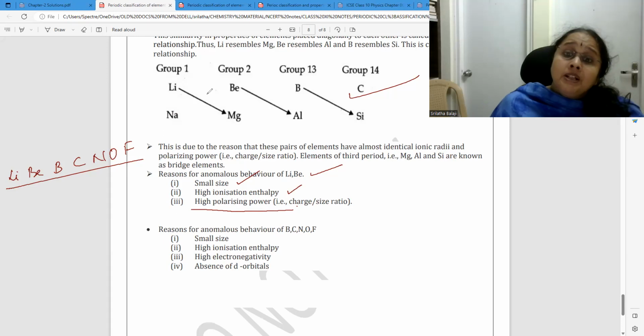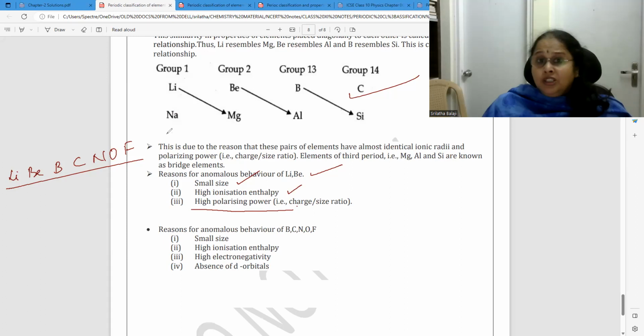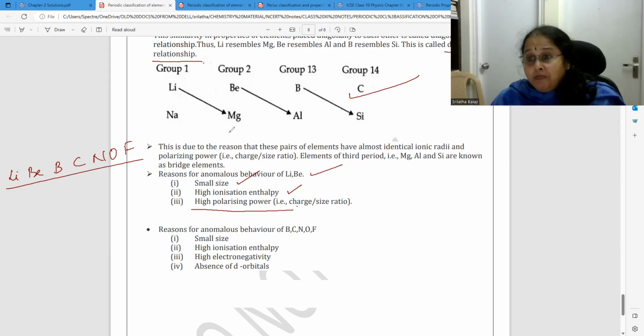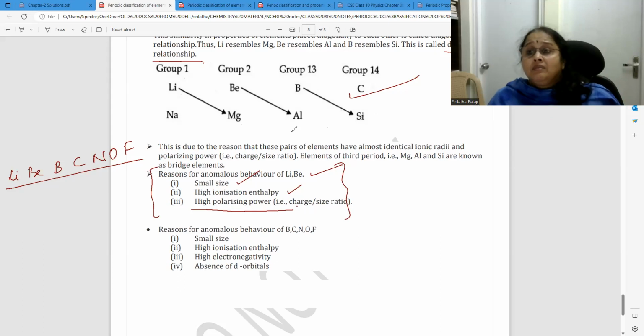Surprisingly, lithium resembles magnesium more than its own group elements. So, can you see? This is what is called a diagonal relationship. Lithium is diagonally similar to magnesium. That's a diagonal relationship. Why does it happen? Because of the following reasons. Similarly, beryllium resembles aluminium more than its own group elements, because of the small size, high ionization enthalpy, high polarizing power, and so on. Okay.